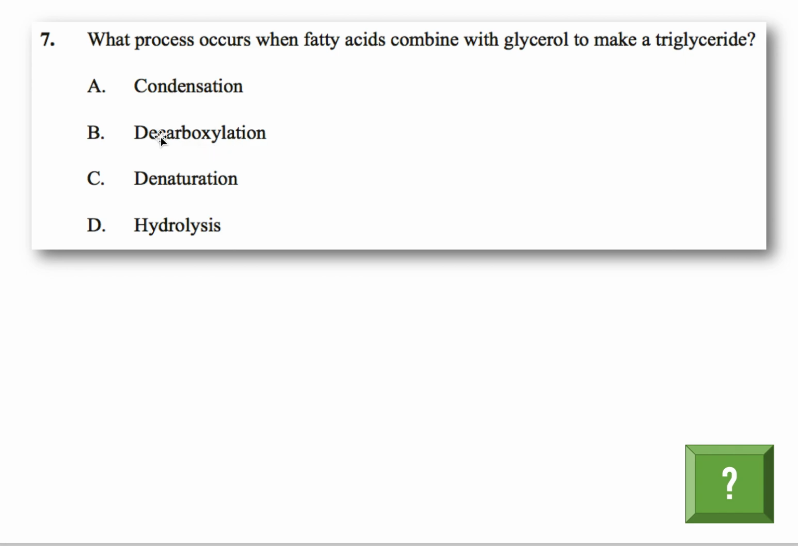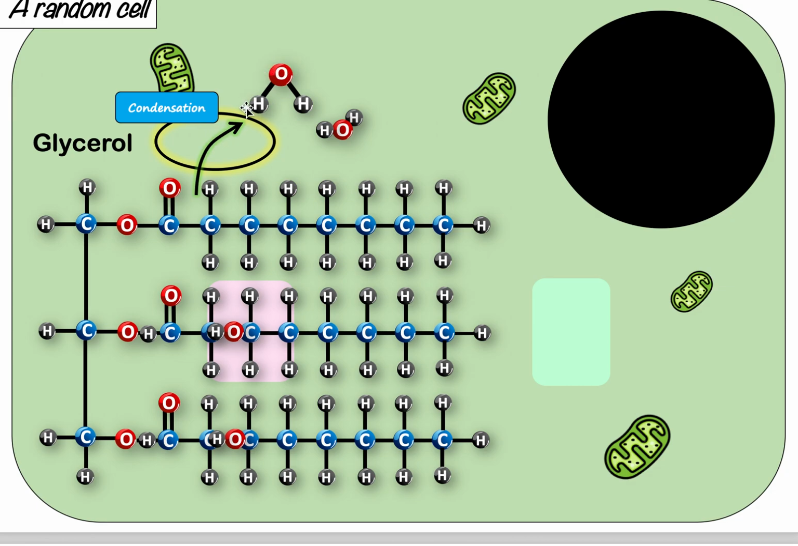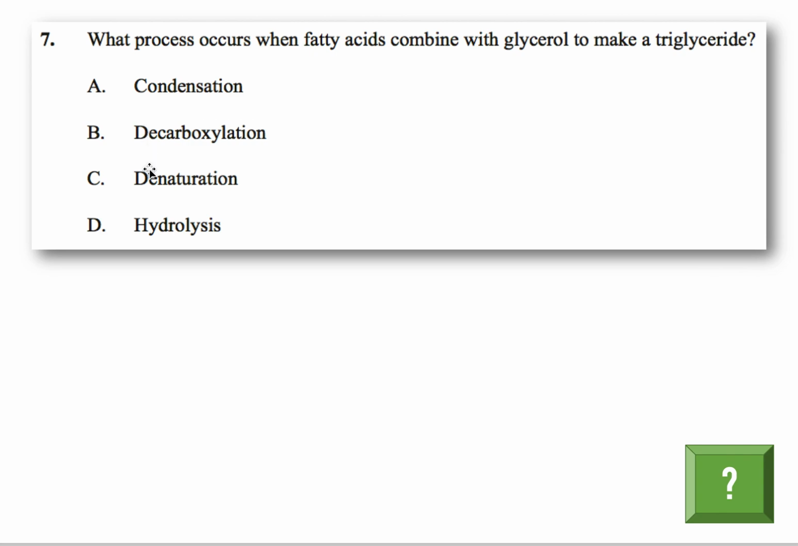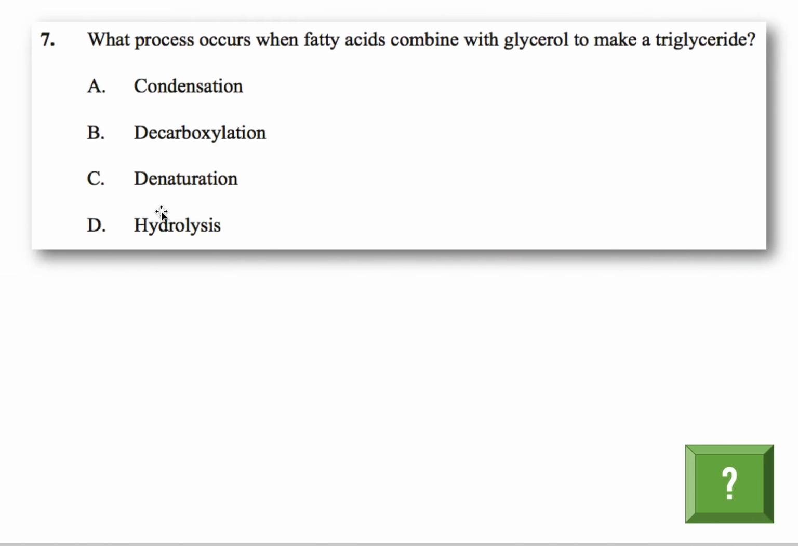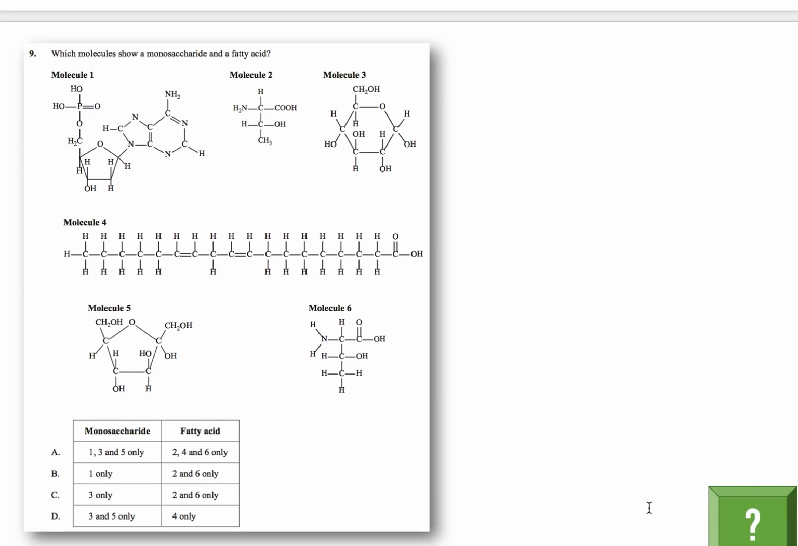Okay, it's not decarboxylation. Decarboxylation means instead of water coming out, carbon dioxide came out. But no, it didn't, right? It's water. So denaturation, this applies to proteins, not really to triglycerides or carbohydrates. And hydrolysis means breaking apart. So we just saw that condensation is this formation of the glycerol with the fatty acid. Now, if we reverse this process, this would be called hydrolysis, okay? So the answer is A. Oh no, we actually have one more question.